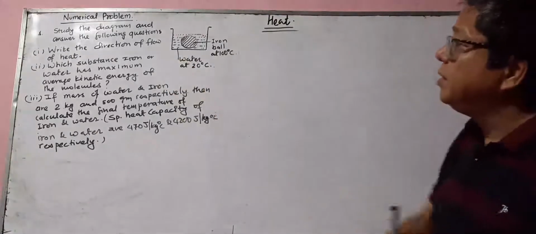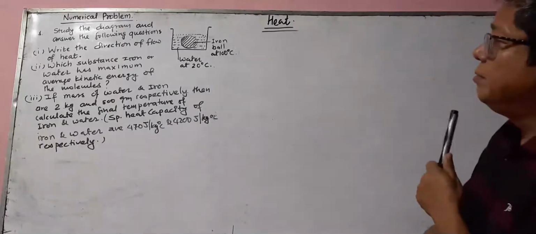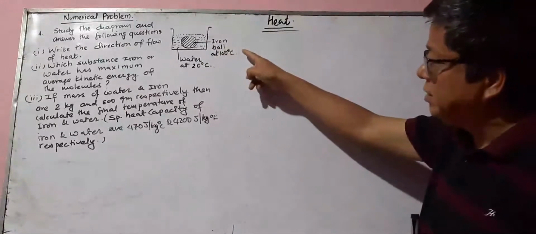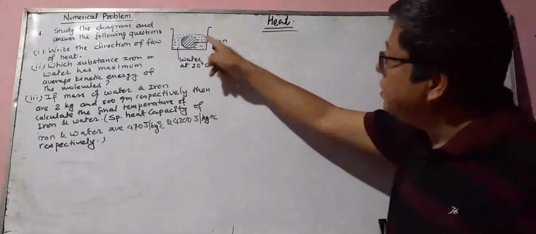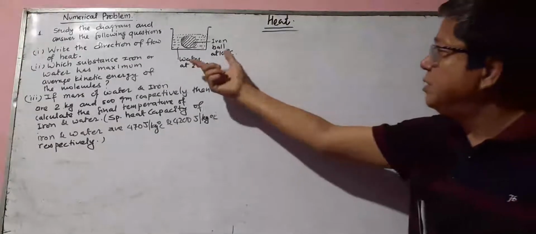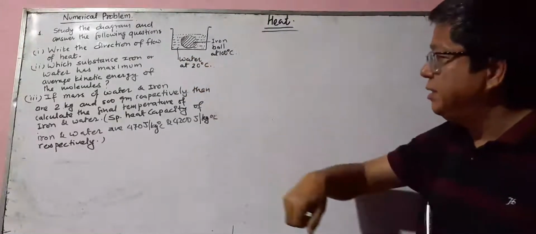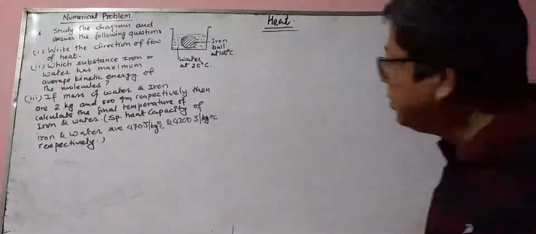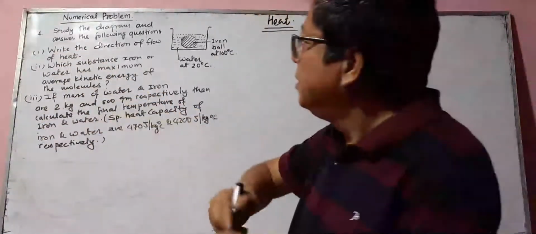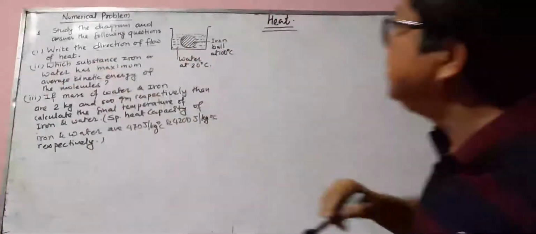Look at the questions. Study the diagram and answer the following questions. So, what we see here: an iron ball at 100 degrees Celsius is dipped into water at 20 degree centigrade. We see this. Okay, iron ball at 100 degree and water at 20 degree centigrade. So, what are the questions? There are three sub questions. The first one is: write the direction of flow of heat.